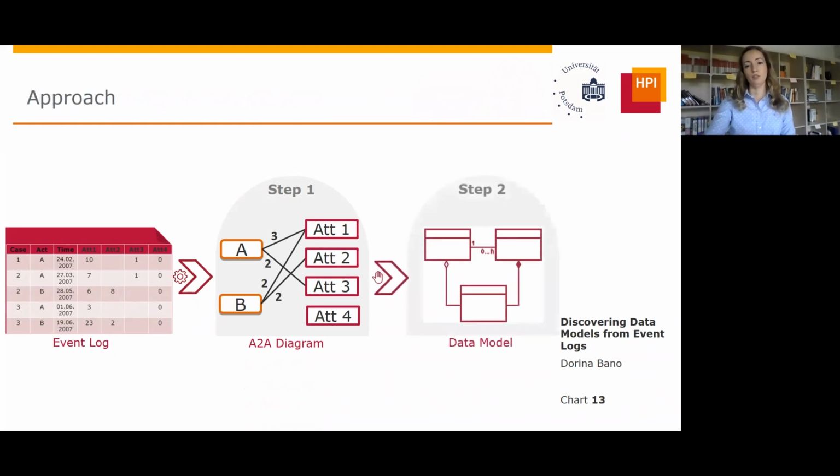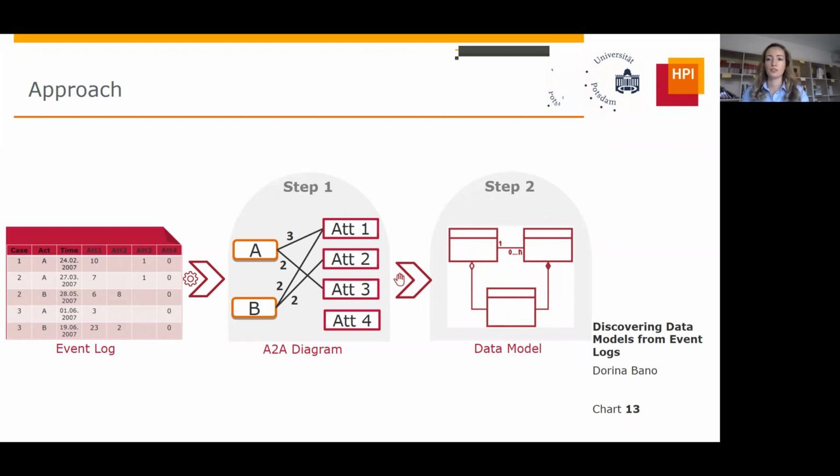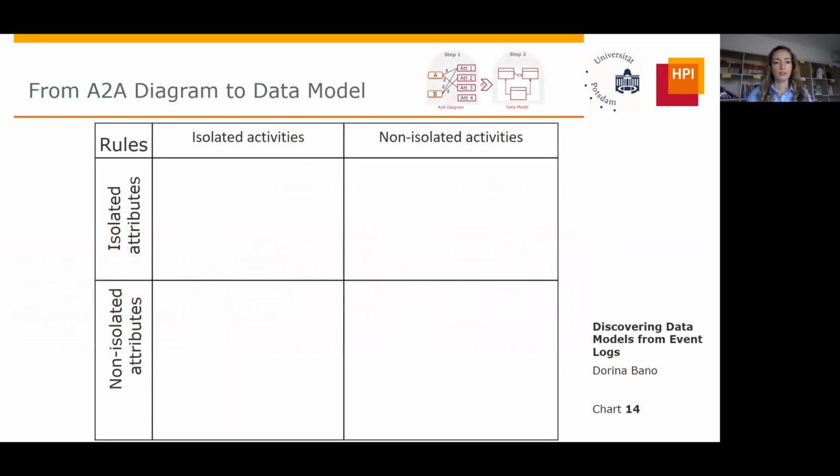In the second step, with the help of domain knowledge, we want to discover a data model from an activity attribute relationship diagram. Discovering a data model from this diagram means that we have to discover data model classes, attributes of these classes, and the relations between them. For that, we have applied a set of rules which are categorized based on two aspects: isolated and non-isolated attributes, and isolated and non-isolated activities.